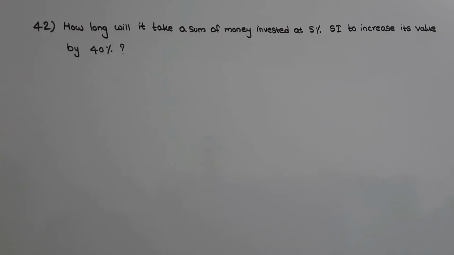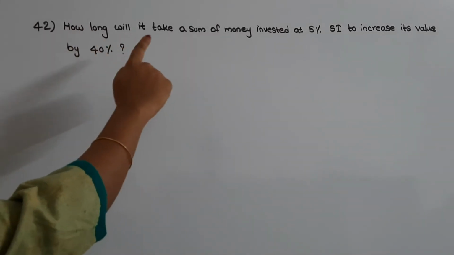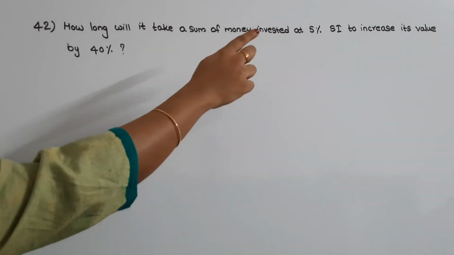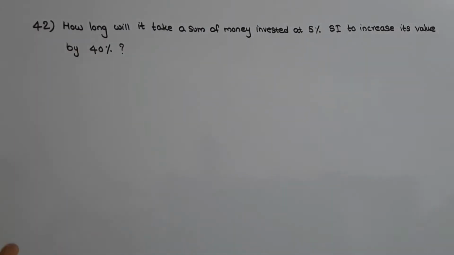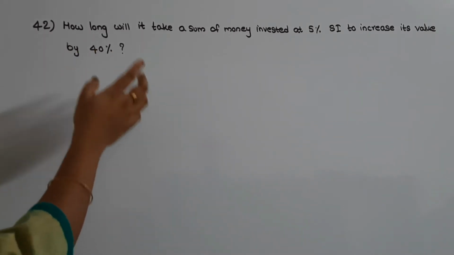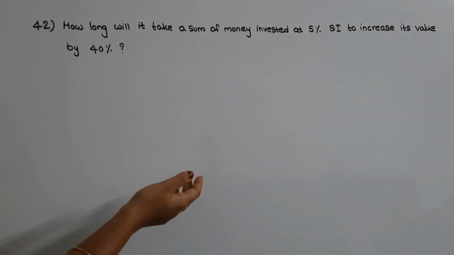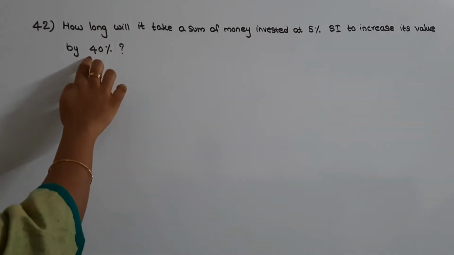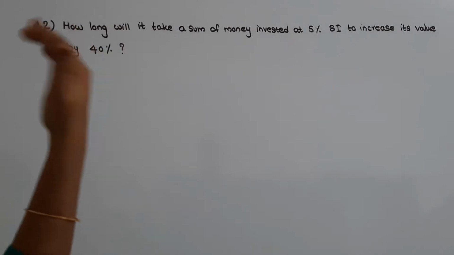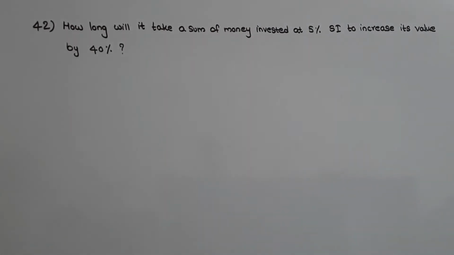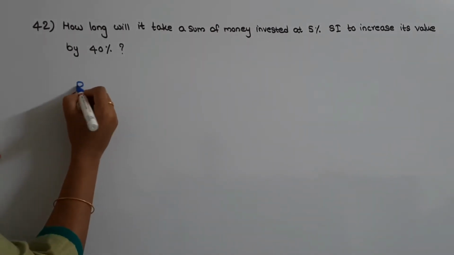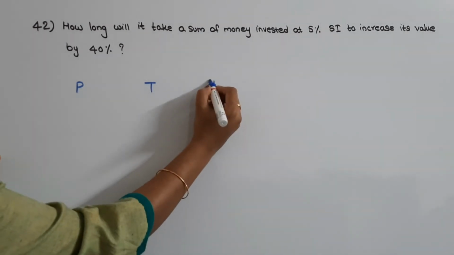The next question is, how long will it take a sum of money invested at 5% simple interest to increase its value by 40%? So in this question they are asking us to find out the time taken for the amount to become 40% more than that of the principal, and the rate of interest is given as 5%. So let us write principal, time period, interest.